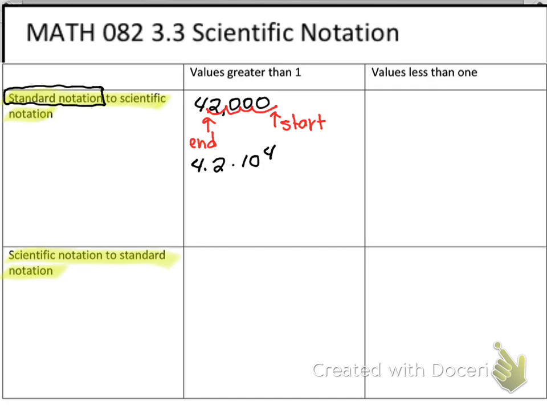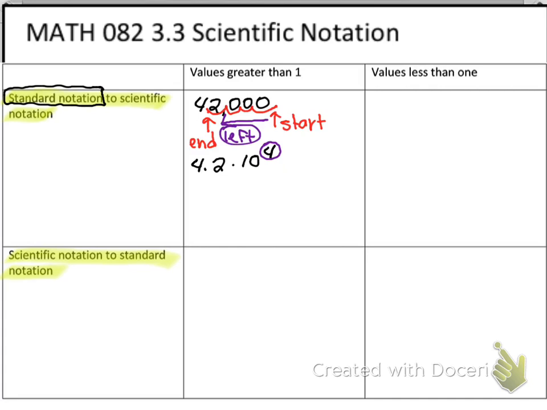Okay, I'm going to use purple to keep track of the direction that we're using. So we moved our decimal place to the left 4 units, and we have a positive exponent right here, 10 to the positive 4th.